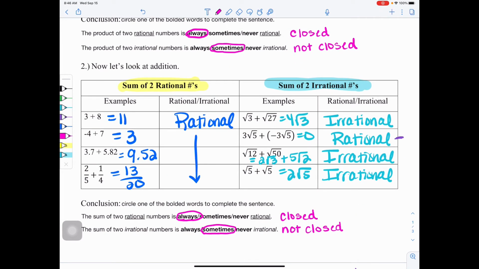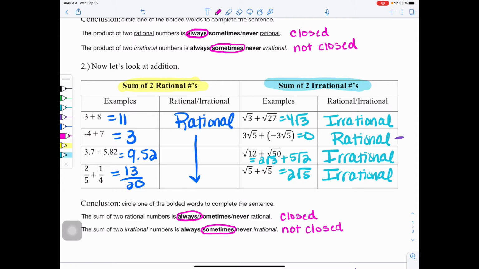Here on the left-hand side, you had to take the sum of 2 rational numbers. So a rational plus a rational. When we did this on the left-hand side, all of the boxes ended up still having a number that was a rational number. On the other side of the table, you have the sum of 2 irrational numbers. Here you can see the one spot where we veered from having an irrational result. So when I did 3 square root 5 plus negative 3 square root 5, because they are opposites of each other, they equal 0. And 0 is a rational number.